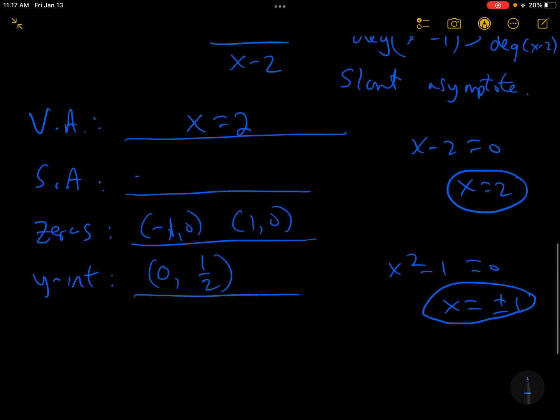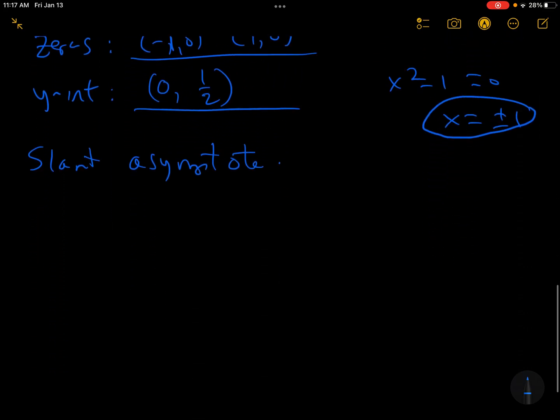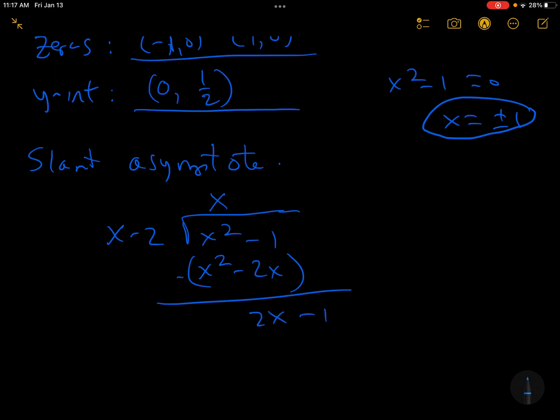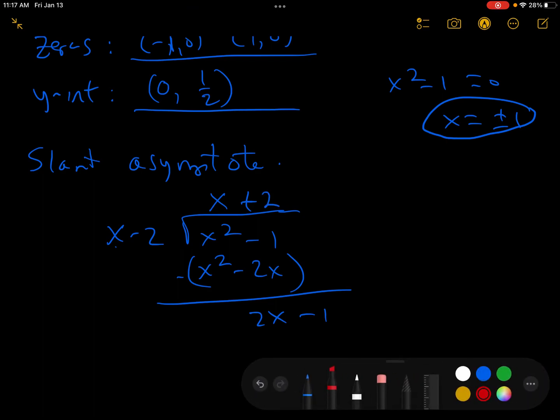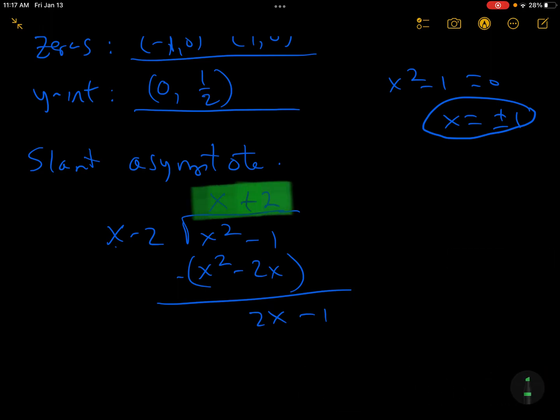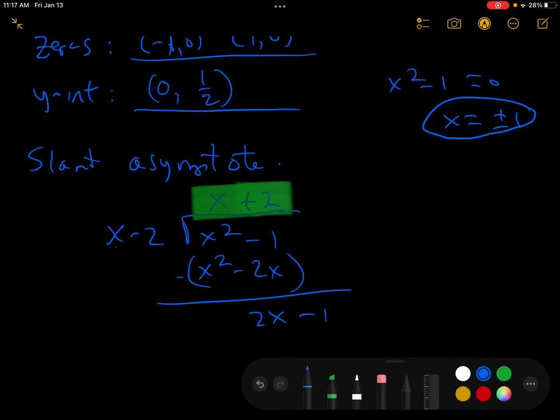So how do you find the slant asymptote? You divide the denominator into the numerator, long division. So you go x minus 2 divides x squared minus 1. x goes into x squared x times, so we have x squared minus 2x, and I'm left with 2x minus 1. Now x goes into 2x 2 times, and we can stop right there. We have everything we need, because this is the slant asymptote: y equals x plus 2.